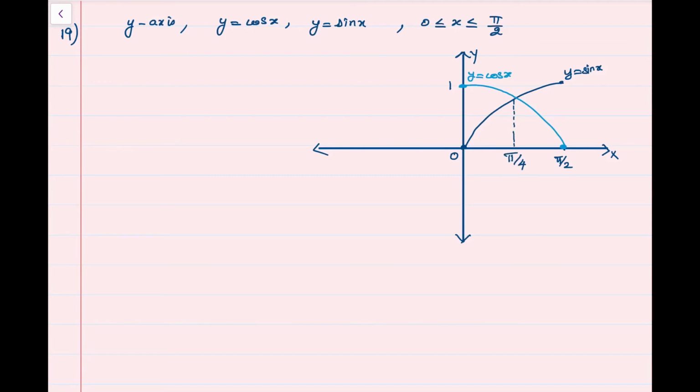We have to shade the region bounded by y-axis. We know the limits for x, so we will do integration with respect to x. We can do integration with respect to y also. Area of the shaded region is equal to, we will do upper curve minus lower curve, integral 0 to pi by 4 of, with respect to x-axis the upper curve is the cos curve, minus the lower curve is sine curve.